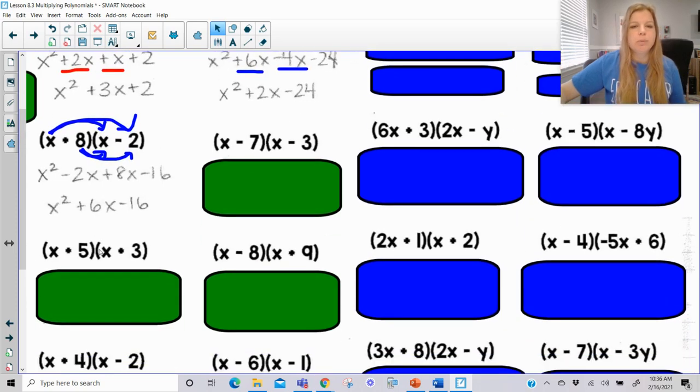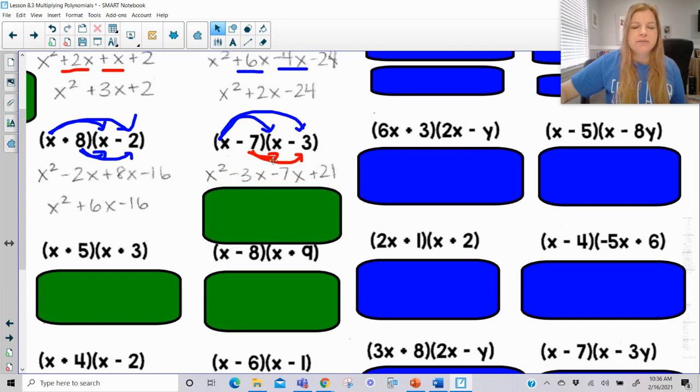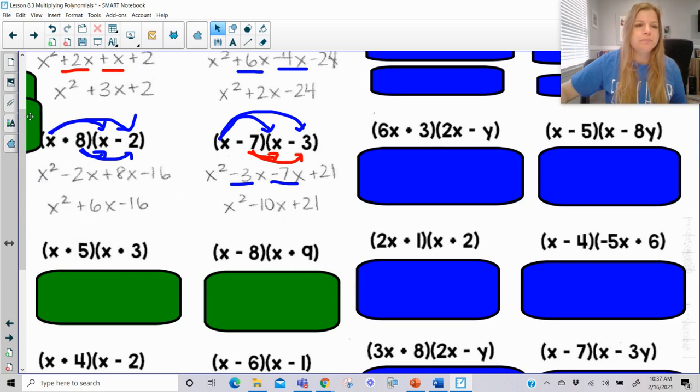Okay, you can see I have just so much practice here. x times x, x times -3, and then I have to do -7 times x, and then -7 times -3. So x times x is x squared, x times -3 is -3x, -7 times x is -7x, and then -7 times -3 is 21. Combine like terms, and I get x squared minus 10x plus 21.